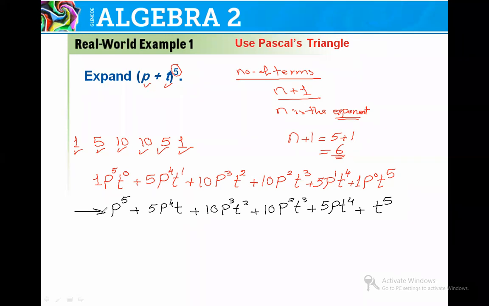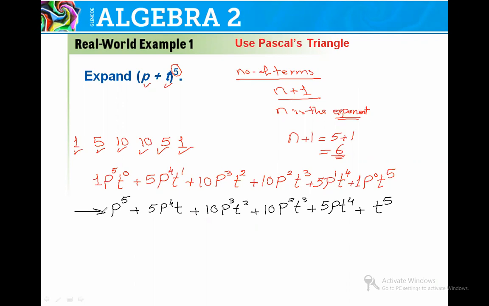After that, I'm going to start with the 2 variables. The first variable is b, and the second variable is t. So I'll start with b, raised to the highest power, which is 5, the outer 5, and the lowest power for t, which is 0. So b power 5, t power 0.